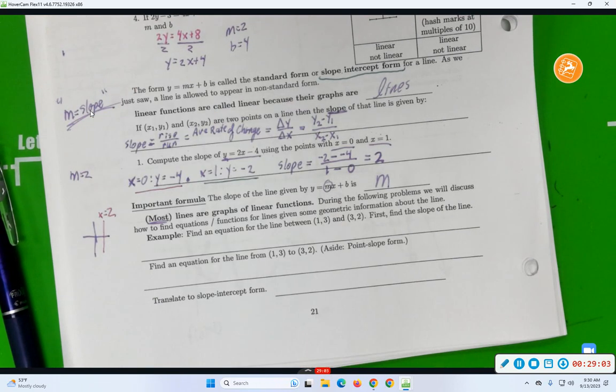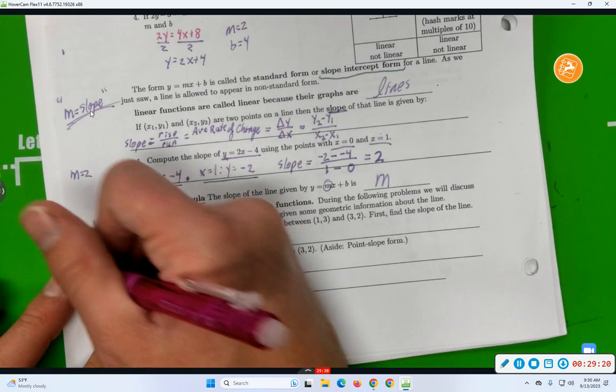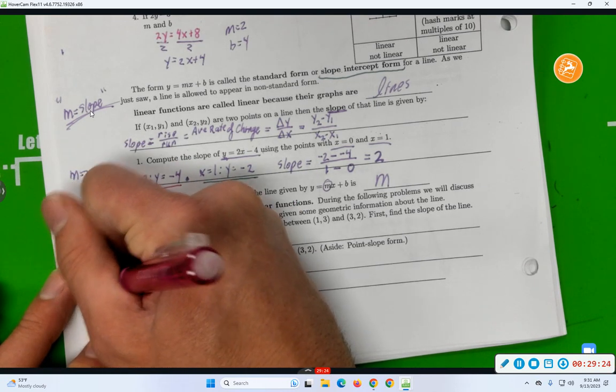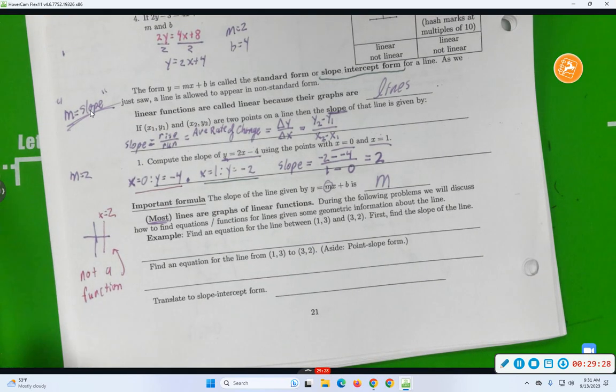There's the line x equals 2. Is that the graph of a function? Or not? It fails the vertical line test really badly. So it's not the graph of a linear function because it's not the graph of a function. All right, but with only that exception, any other line is the graph of a linear function.